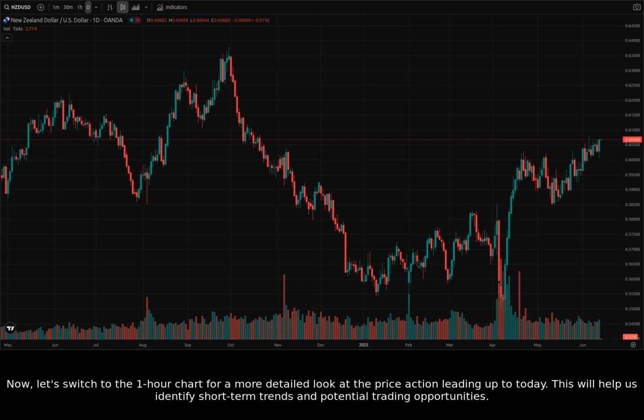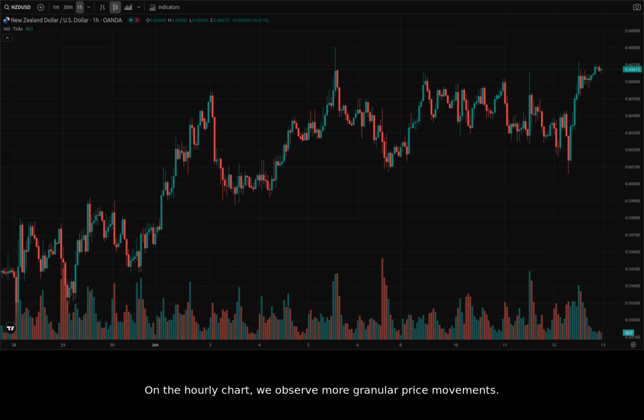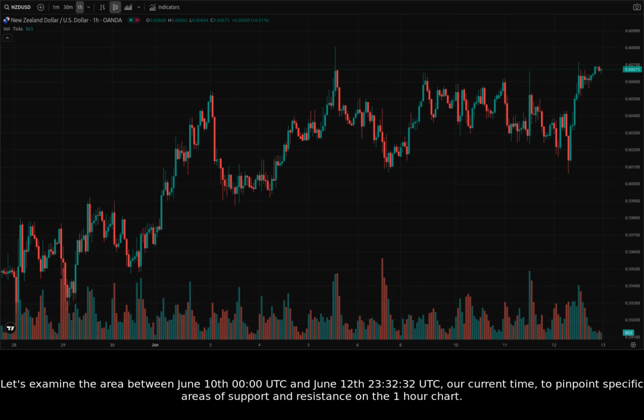Now, let's switch to the 1-hour chart for a more detailed look at the price action leading up to today. This will help us identify short-term trends and potential trading opportunities. On the hourly chart, we observe more granular price movements. Let's narrow our focus to the last couple of days. Let's examine the area between June 10th, midnight UTC, and June 12th, 23:32 and 32 seconds Universal Time Coordinated, our current time, to pinpoint specific areas of support and resistance on the 1-hour chart.